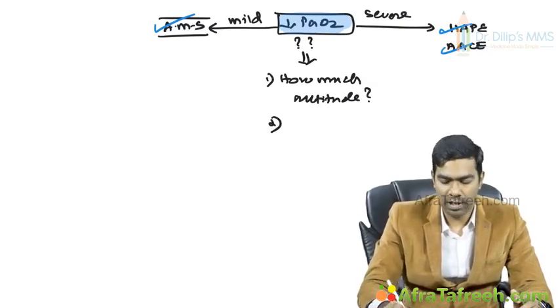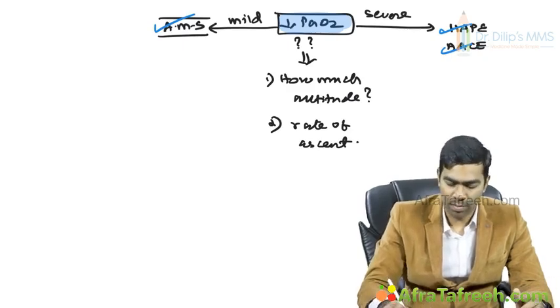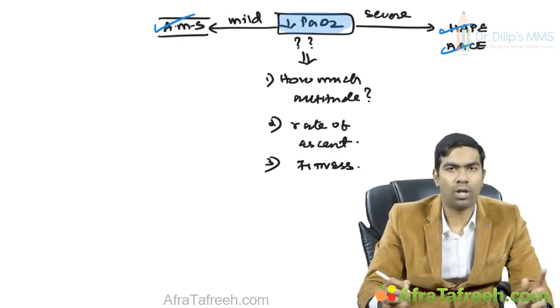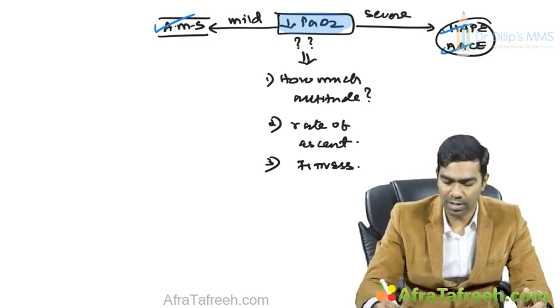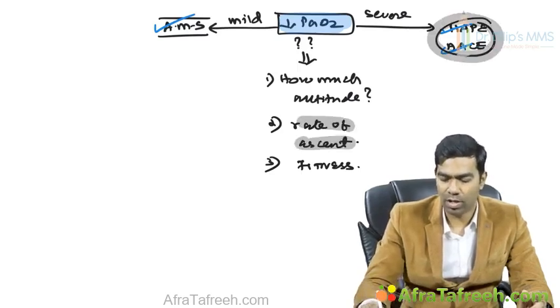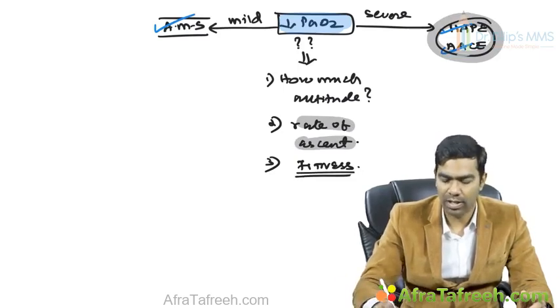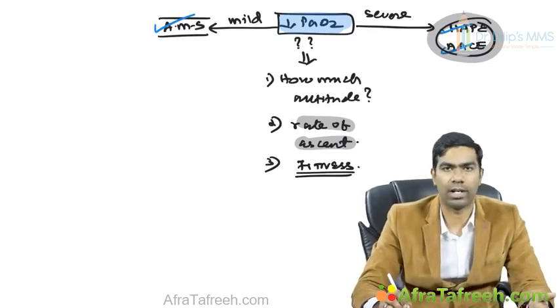Number two, typically rate of ascent, which means how fast you are allowing the body to acclimatize. Rate of ascent is also very important. Number three, your fitness. The more the altitude, the more is the risk for severe disease. Similarly, the faster you go, the more is the risk, because you are not allowing the body to acclimatize, and again you are going to result in severe forms of the disease. Similarly, fitness also is one thing that is going to affect your development of disease in the first place.